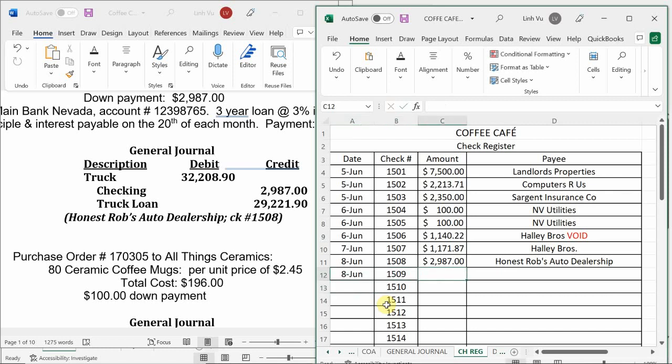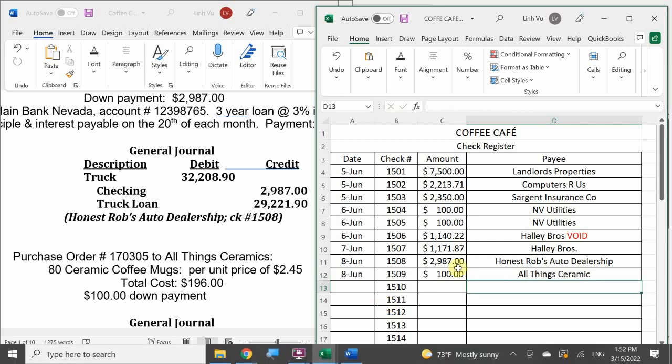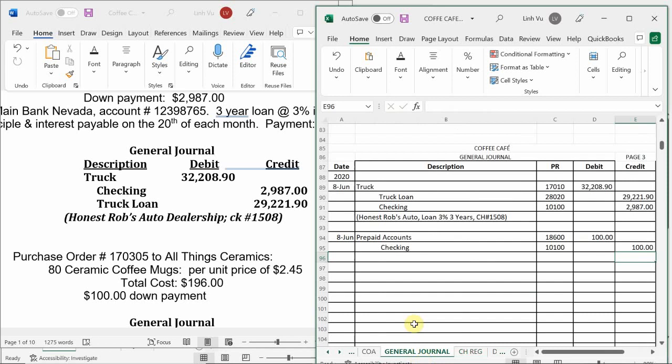So here, check number 1509 for $100, and this is going to All Things Ceramics. Okay. So that's perfect. That's all I need here. Well, what did I do? I sent a purchase order to All Things Ceramics. Okay, what did I order?